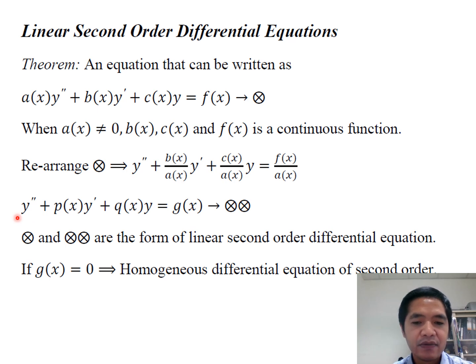For the homogeneous case, this g(x) is equal to 0. If g(x) is not equal to 0, then it's going to be a non-homogeneous equation. For homogeneous and non-homogeneous equations, we have a method that we can use to solve this kind of equation. Let's take a look.